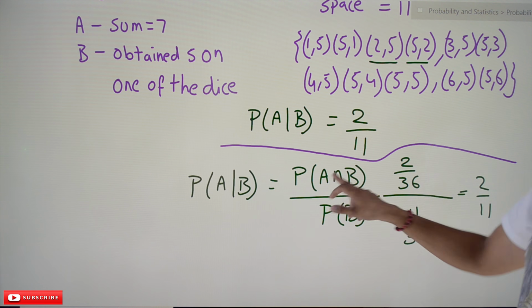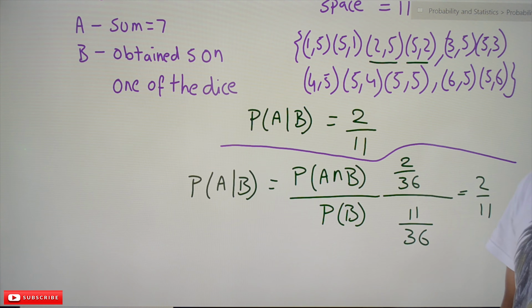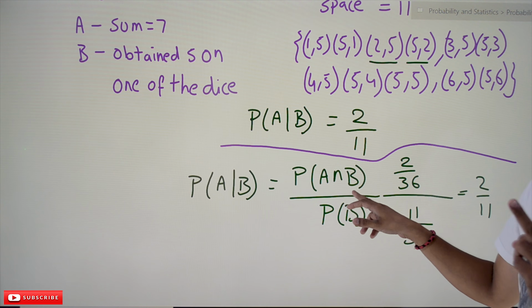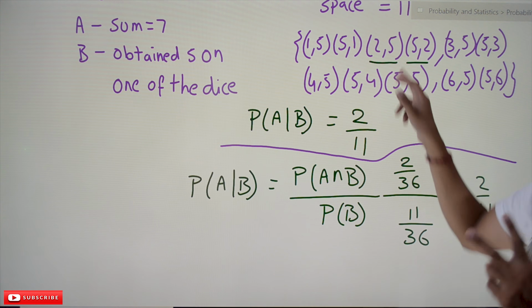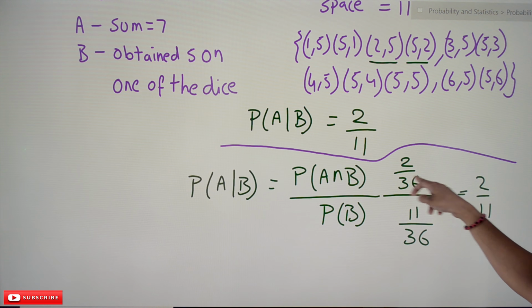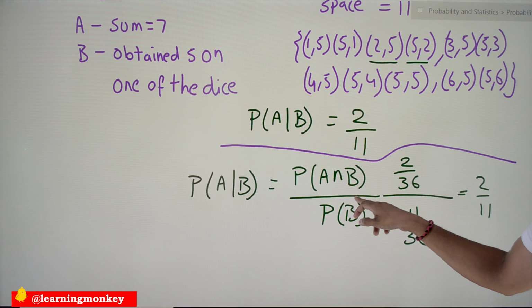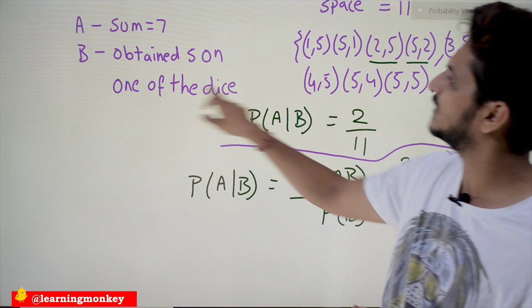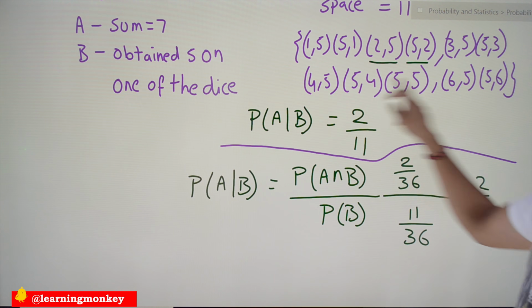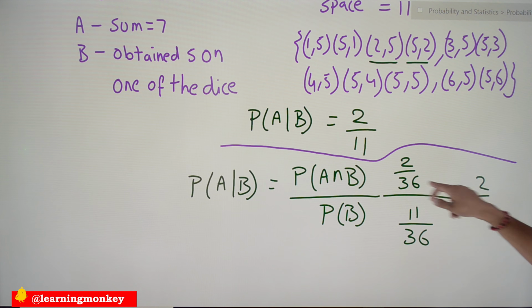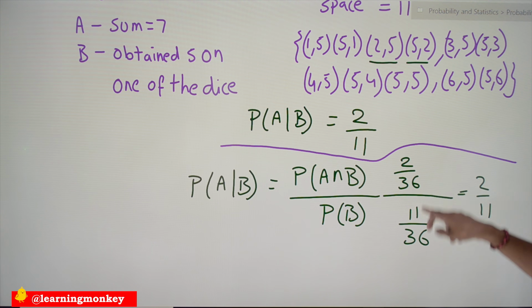Probability of A intersection B. So how many chances are there? A intersection B means 2 chances are there, these 2 chances out of 36. So probability of A intersection B is 2 by 36, divided by probability of B. What's our B event? Obtained 5 on one of the dice. How many possibilities? Total 11 possibilities. So 11 by 36. If you cancel this 36, we get 2 by 11.